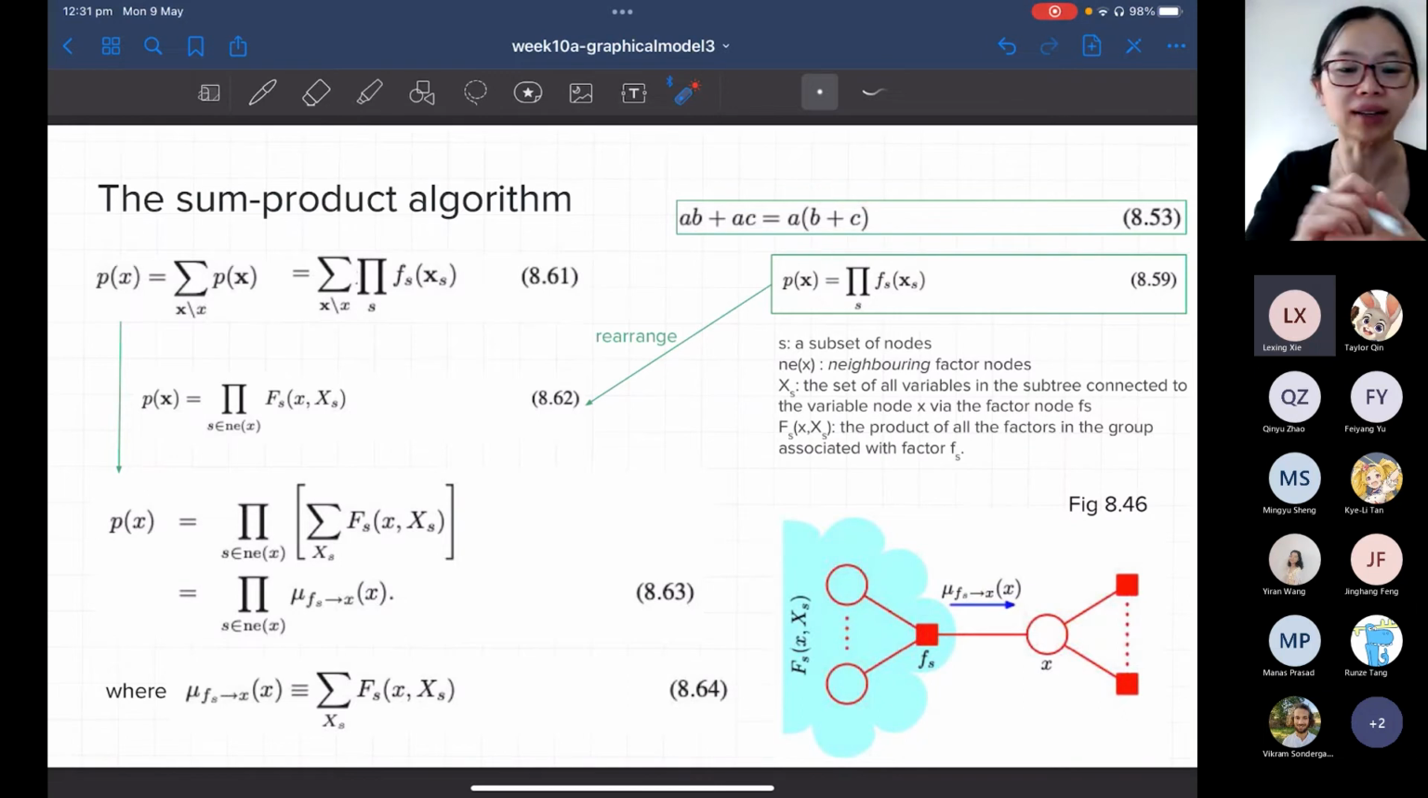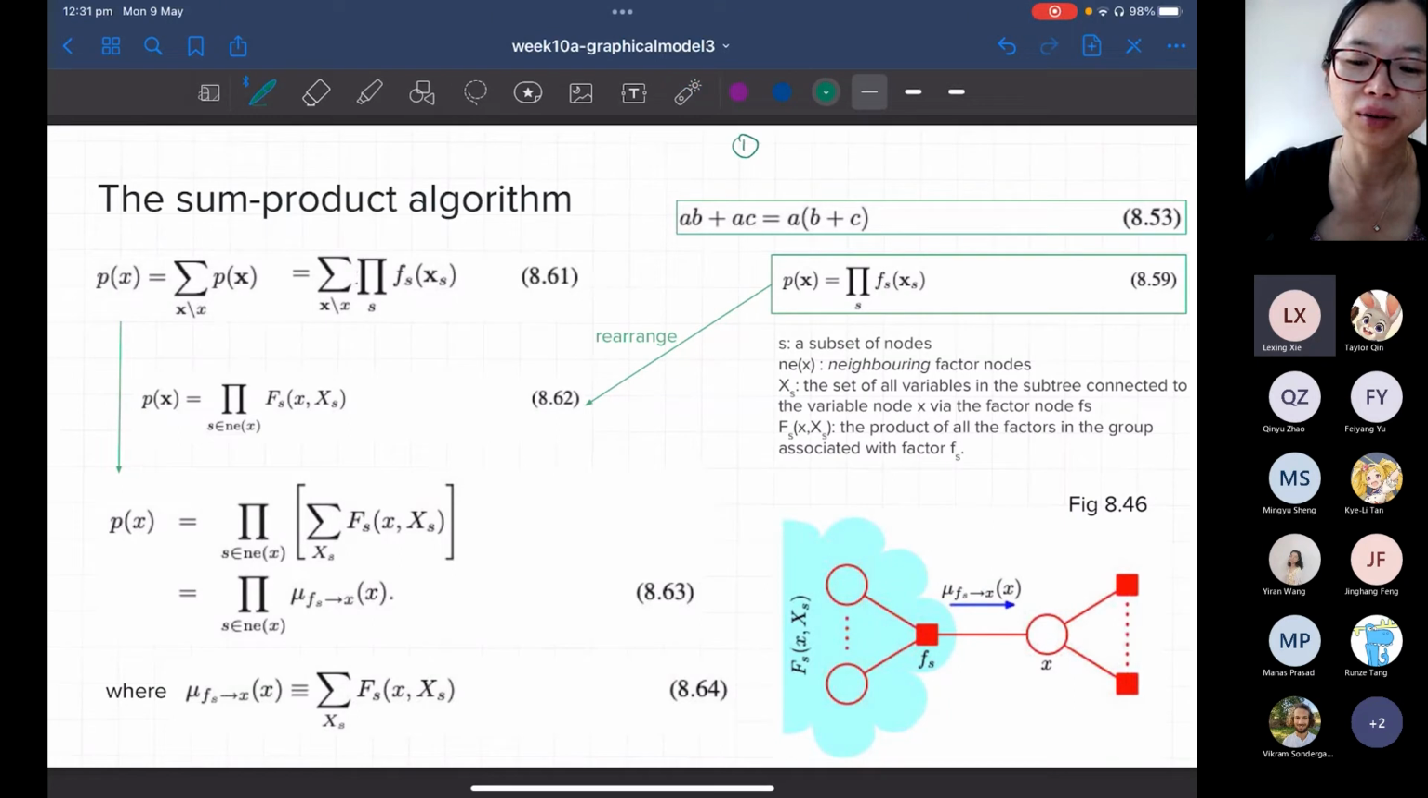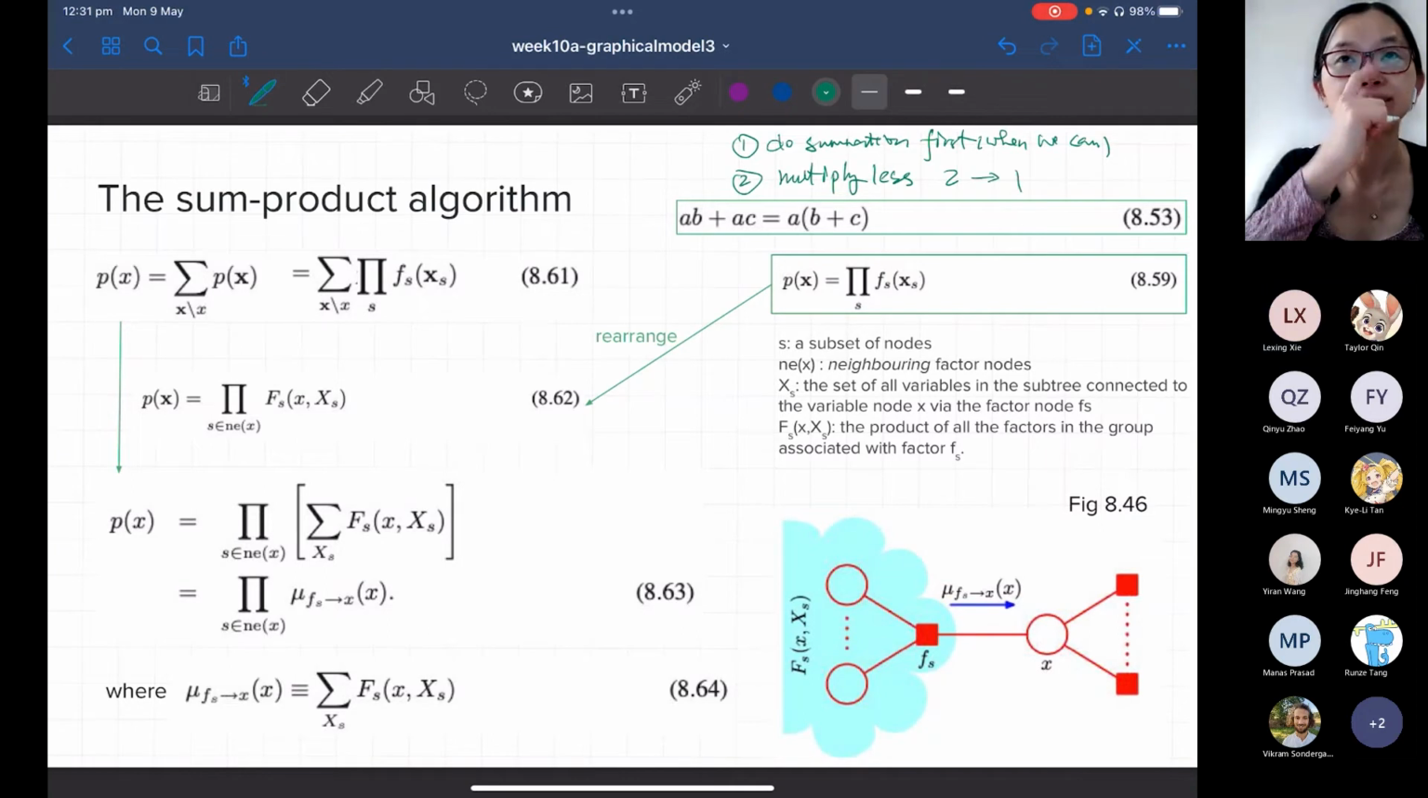So there are two key ideas: do the summation first, or when we can, and then multiply less. In this particular case, it's 2 multiplications down to 1.